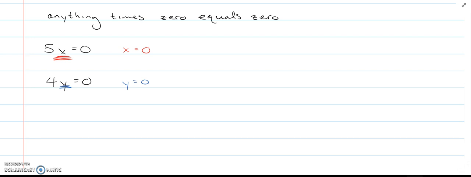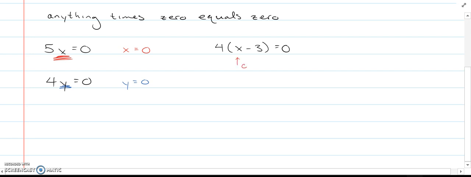Now, the question is, what happens if I give you something that has a little bit more complexity, such as 4 times (x minus 3) equals 0? Well, last time it was just the x that had to be 0. But if I plug in a 0 here, this is what it will look like. And unfortunately for you guys, that's not 0.